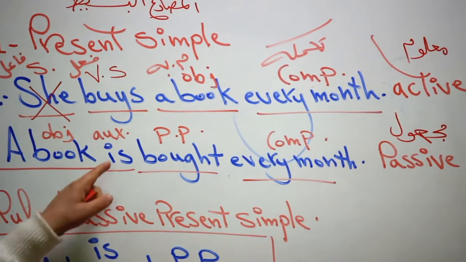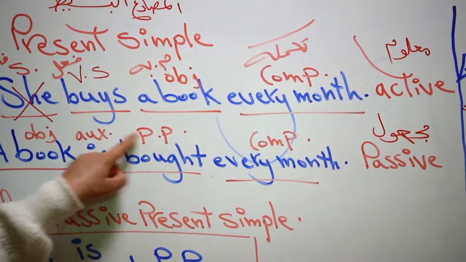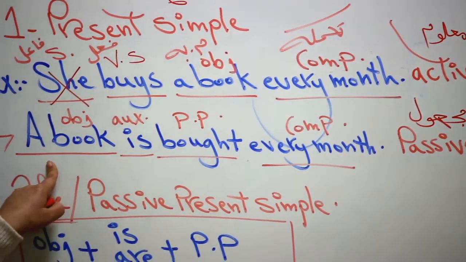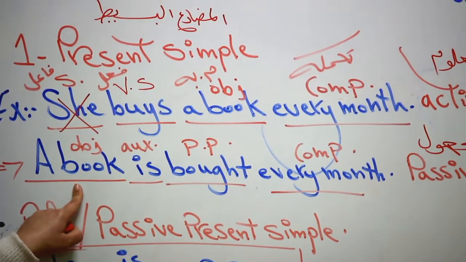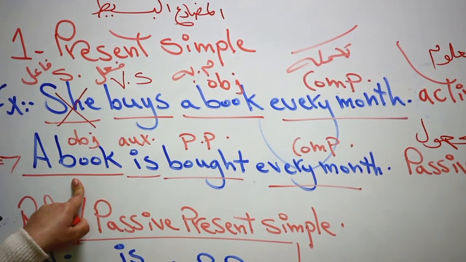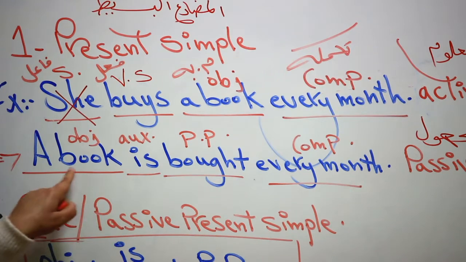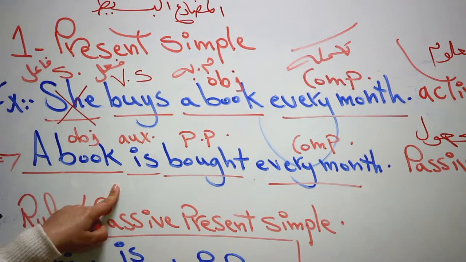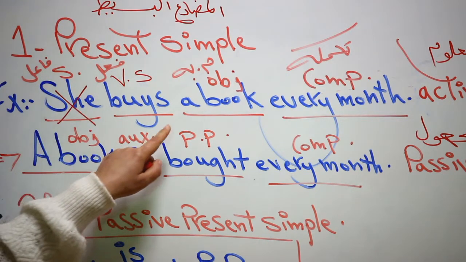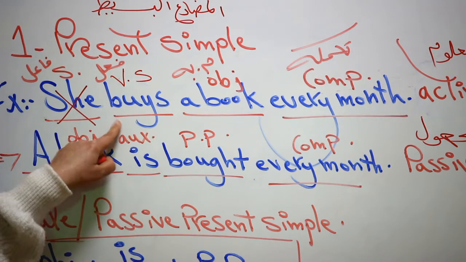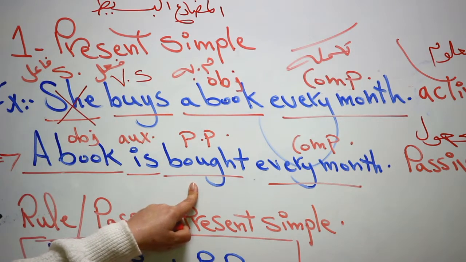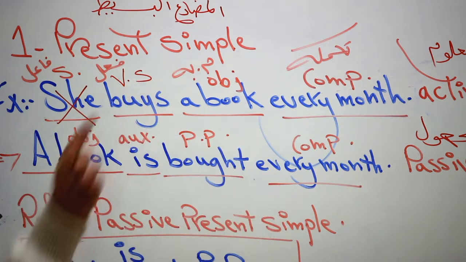And the second step, we bring the object to the beginning of the sentence. And we check the object. If it's singular or plural, if it's singular, we use is. If it's plural, we use what? We use are. Then after that, we look for the verb and we change it into what? Into past participle. Then we write the complement of the sentence.